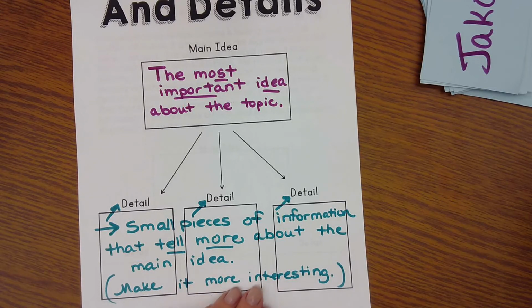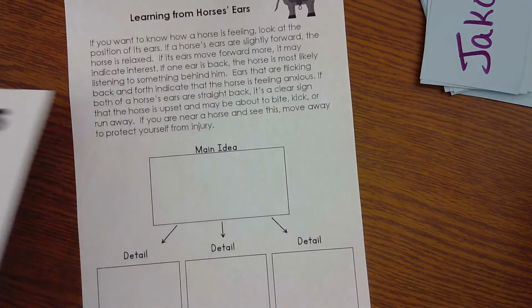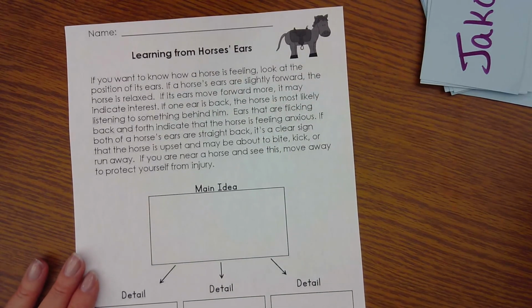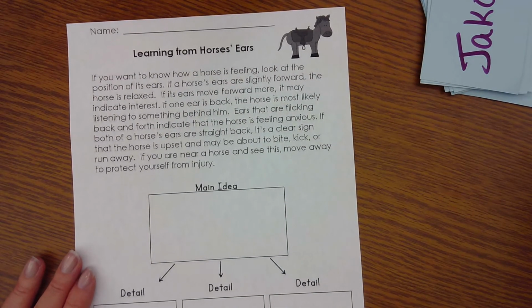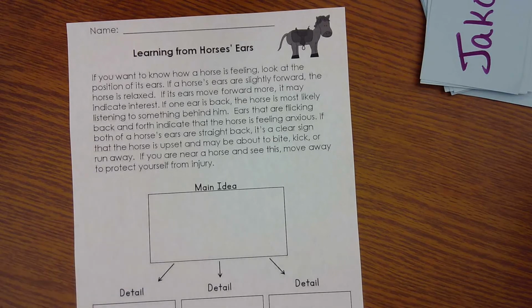So I have a passage today, and you can probably tell by looking at the picture what the topic is. This is going to be about horses. But when we think about horses, there's so many things about horses. We can talk about the size of horses. We can talk about what they eat, where they live, how they exercise. So I'm not sure what the author is going to give me for the main idea about horses here.